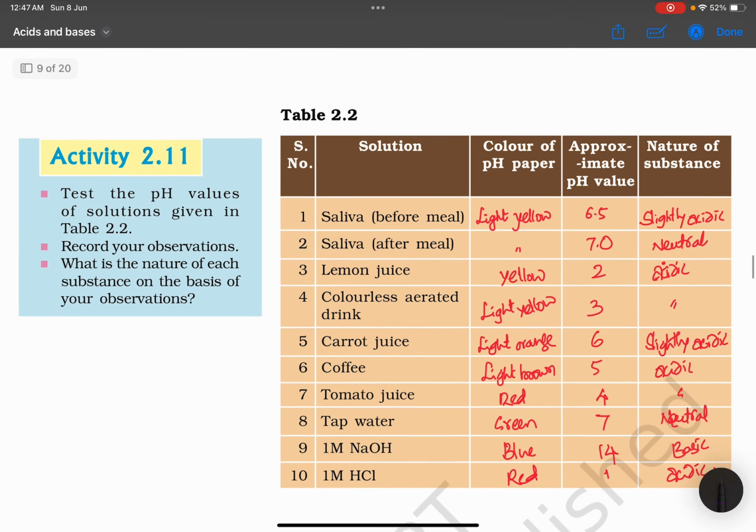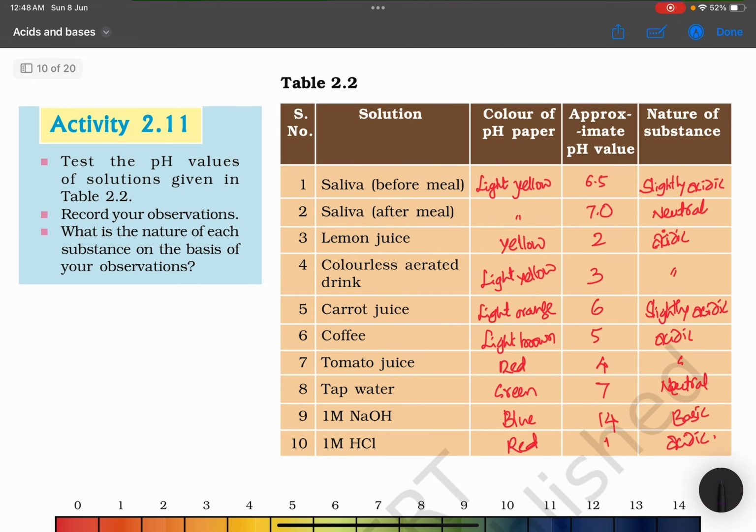So coming to these values, I have checked some books and I found these values. I didn't do any experiments. Saliva before meal, light yellow, pH 6.5, slightly acidic. Saliva after meal, light yellow, 7, neutral. Lemon juice, yellow, pH 2, acidic. Colorless aerated drink like Sprite, light yellow, 3.